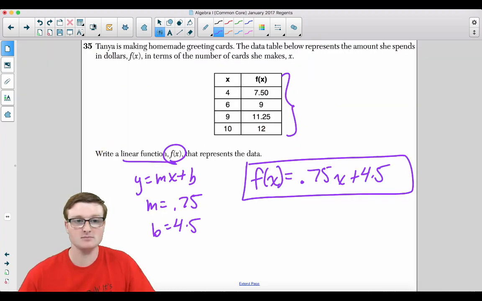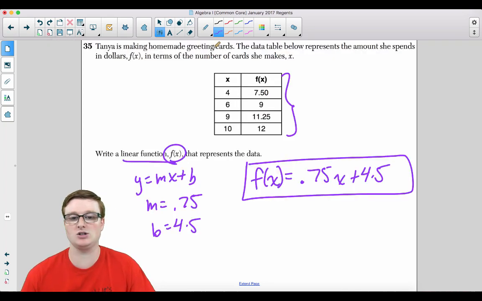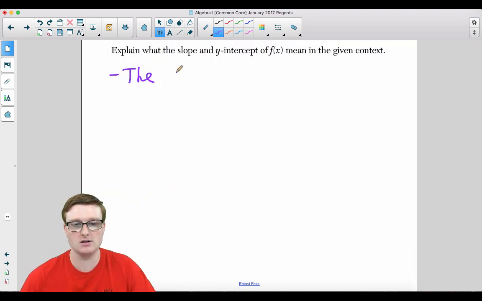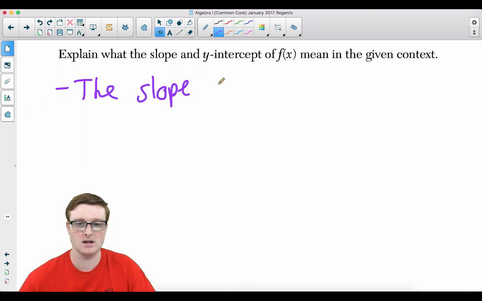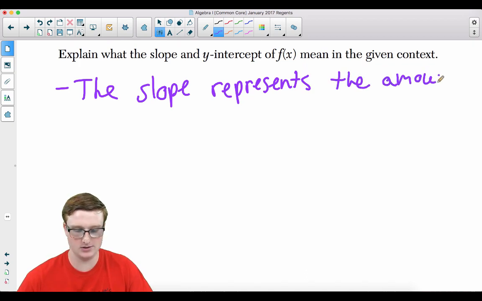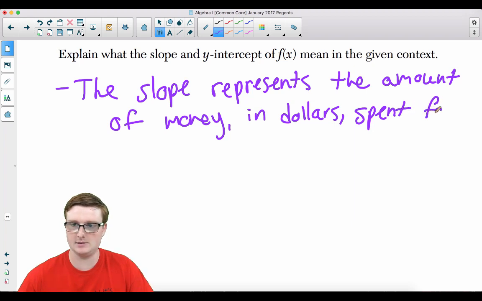Not too bad. Now the next part says explain what the slope and y-intercept of f of x mean in the given context. So this represents the amount she spends in terms of the number of cards she makes. So what we're going to say here is this. The slope represents the amount of money in dollars spent for each card Tanya makes.